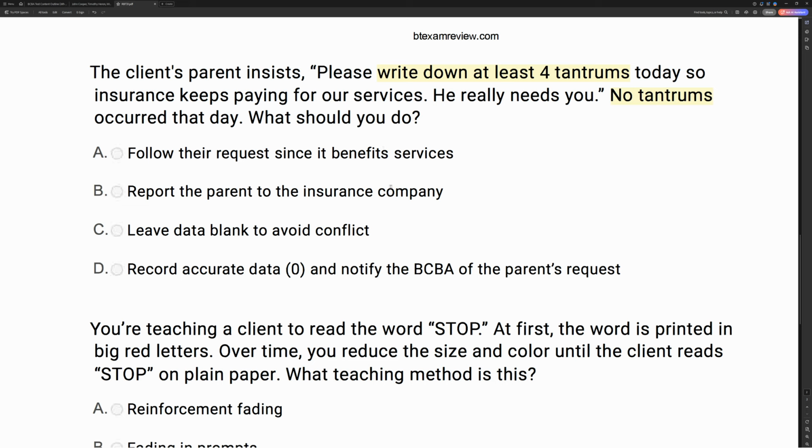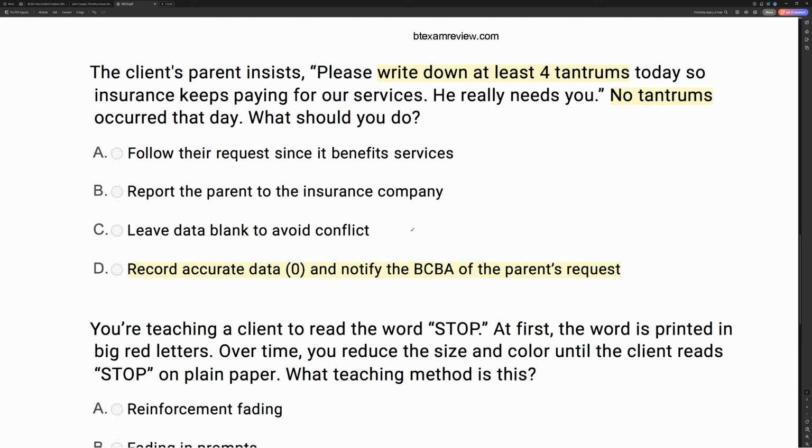B, report the parent to the insurance company. That's not your job. That's going to be the supervisor's job, but this does need to be reported to your supervisor. C, leave data blank to avoid conflict. You just need to record accurate data. D, record what happened and notify the BCBA of the parent's request.